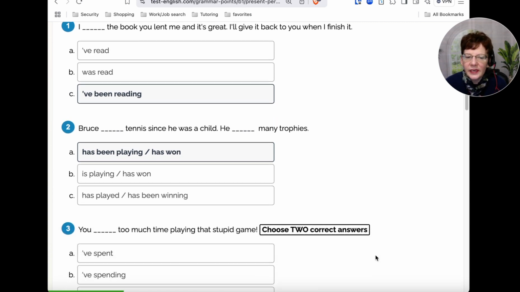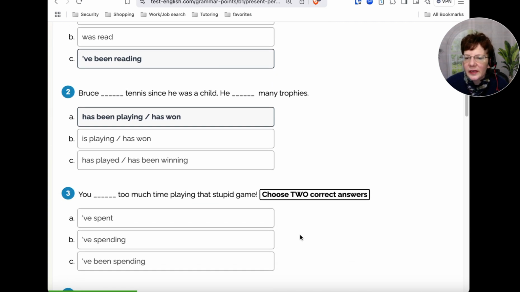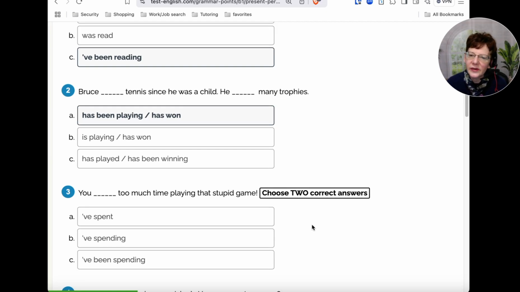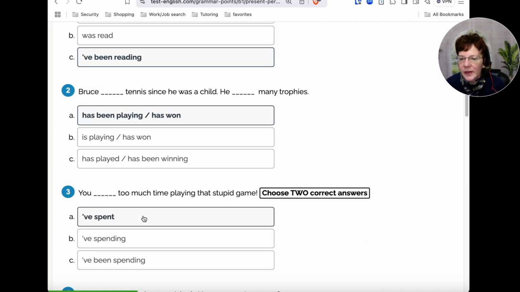Right, number three. You has spend, have spending, or have been spending too much time playing that stupid game. So there are two correct options here. The first one, we can use present perfect, so option A, and the other one, if you chose option C, have been spending, that would also be correct.